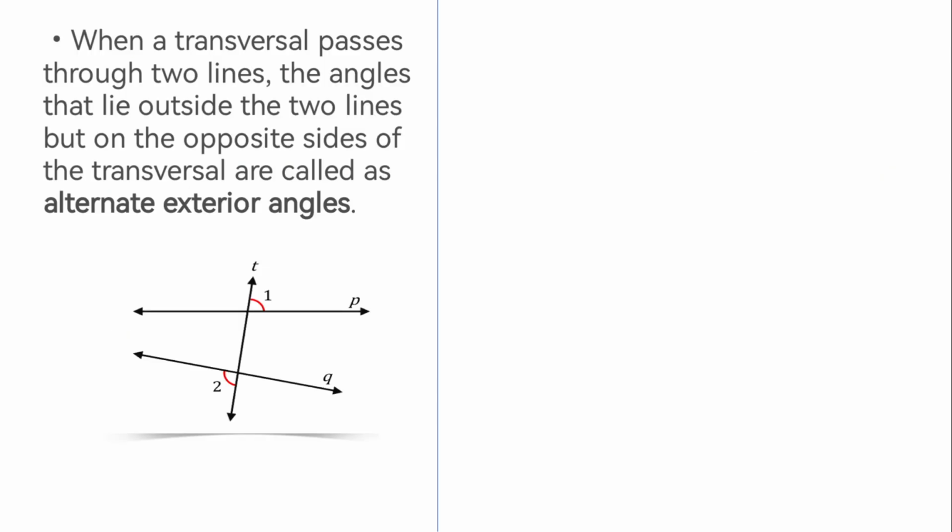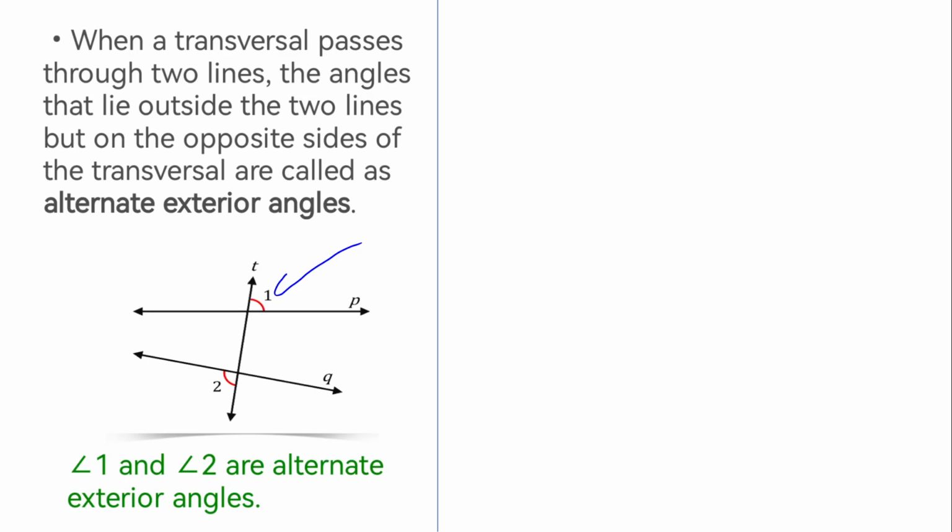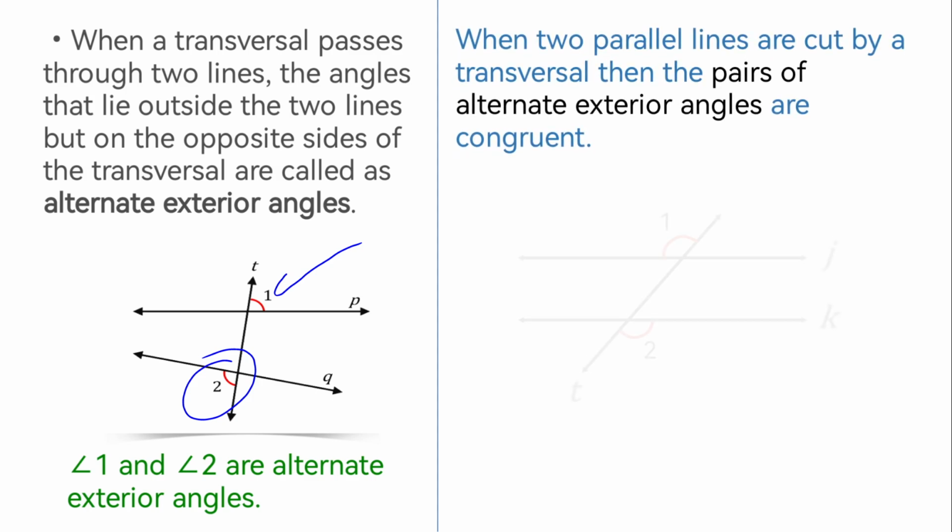When a transversal passes through two lines, the angles that lie outside the two lines but on the opposite sides of the transversal are called alternate exterior angles. As shown in the figure, angle 1 is alternate to angle 2, so they are considered alternate exterior angles. We just say angle 1 and angle 2 are alternate exterior angles.